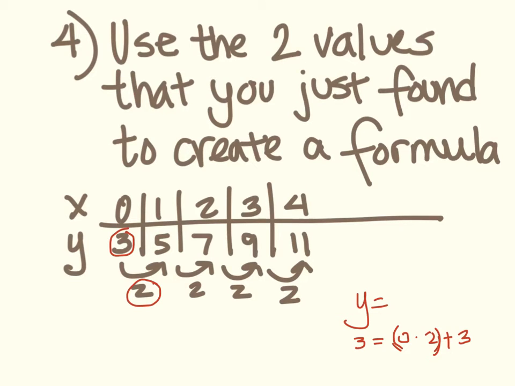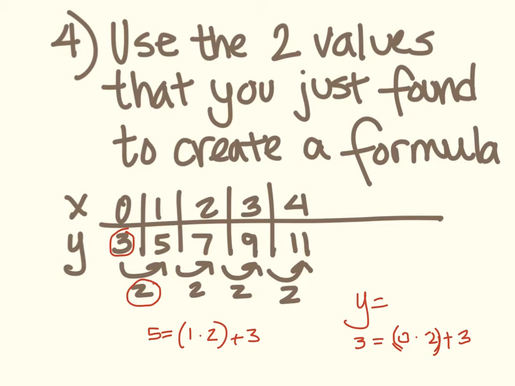Does that work to get the 5? So let's try that over here. Does 5 equal, and instead of a 0, I'm going to put a 1, times the 2, and then add the 3. 1 times 2 is 2, plus 3, yep, that equals 5. So if you can do that a couple times in a row, you know you have the formula.